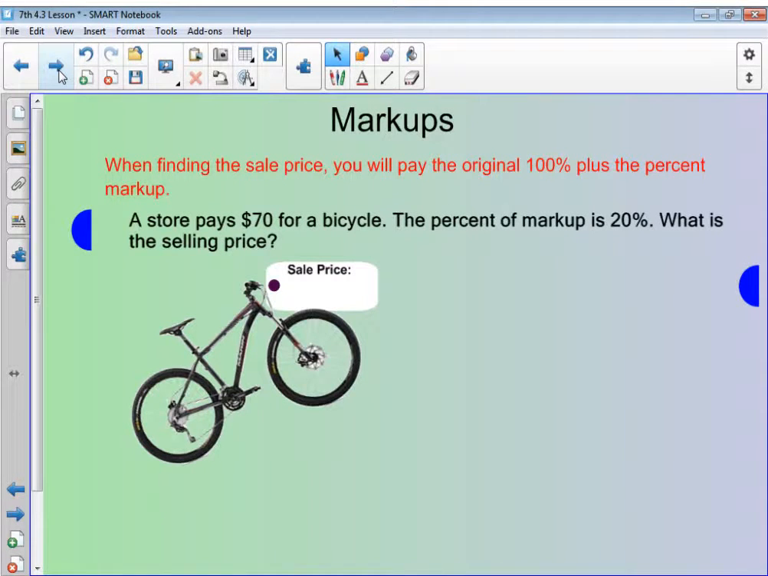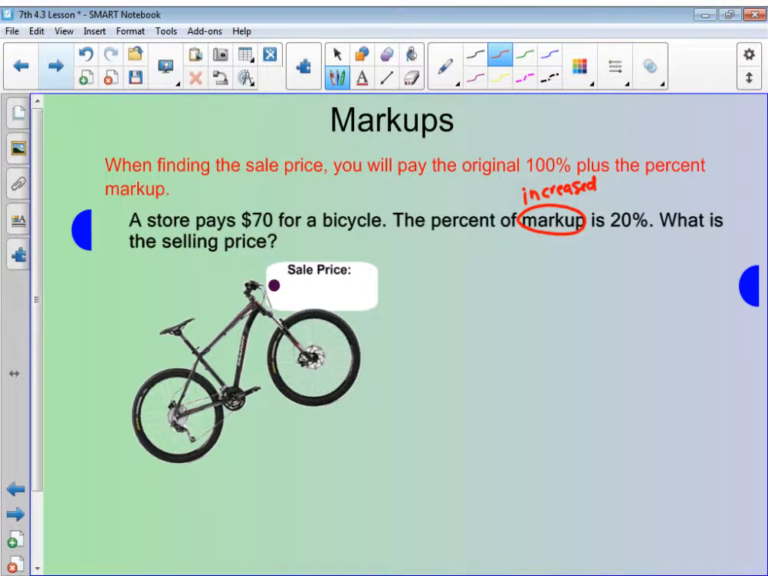Markups. Okay, so when finding the sale price, you will pay the original 100% plus the percent that it was marked up. So it says a store pays $70 for a bicycle. So that's what the store pays. The percent of markup is 20%. So increase, whenever we see the word markup, it's like increase. Okay, they marked it up, it's going up.